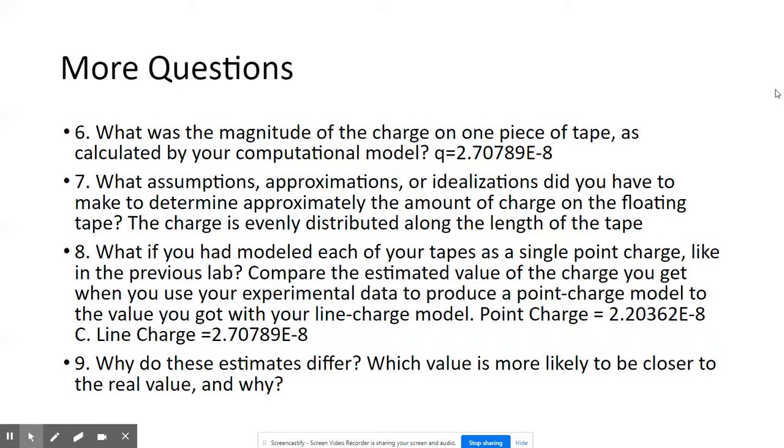When I used the line charge model, I computationally arrived at a charge value of 2.70789e-8 coulombs. The difference in experimental and computational charge is 22.88%, with the computational charge being larger. The electric and gravitational forces of the line charge model are equal and opposite, with a magnitude of 2.1582e-3 newtons. These estimates differ because for the computational charge calculation, it was assumed that the charge was evenly distributed along the entire length of the tape, not just a single point like in the point charge model.